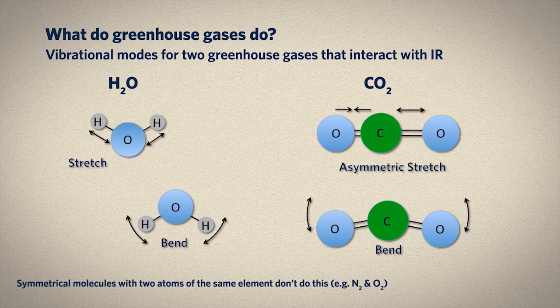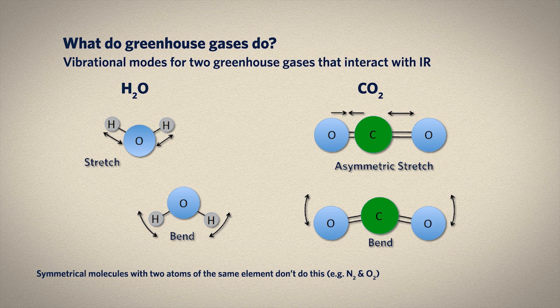Here are examples of the two most important greenhouse gases, water vapor and carbon dioxide, and a couple of ways in which each of them can stretch and bend when they absorb and emit infrared radiation. With water vapor, the hydrogen atoms can stretch toward and away from the oxygen, or the angle between the arms of the molecule can change a bit as the molecule bends back and forth. CO2 can manage an asymmetrical stretch if the central carbon atom alternately gets a bit closer to one of the oxygens, then a bit closer to the other. Or it can bend a little back and forth, forming a slight V shape. These are just a few examples.